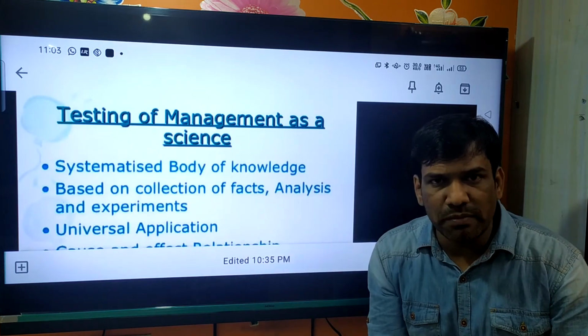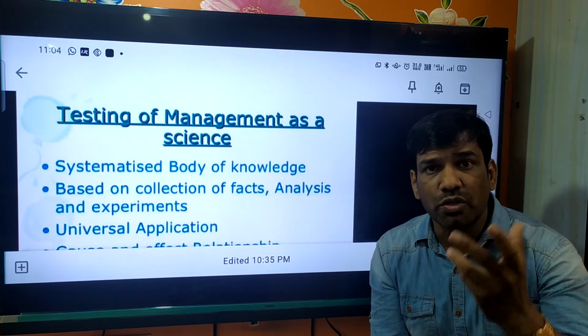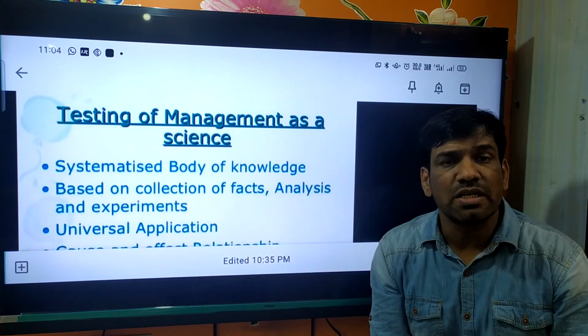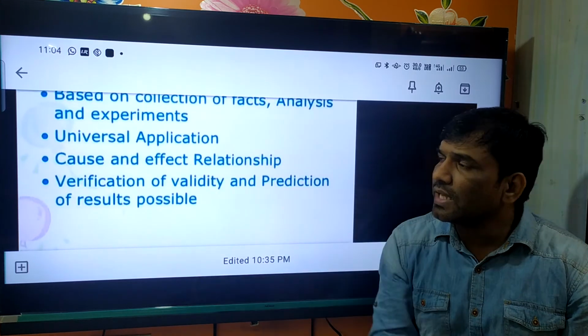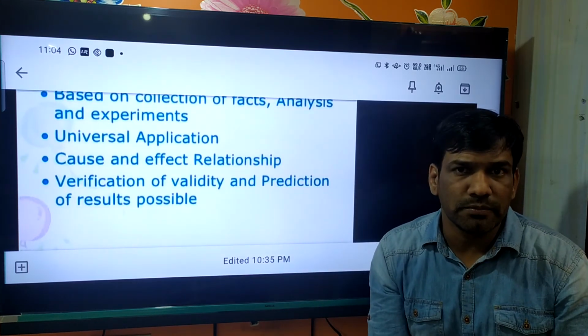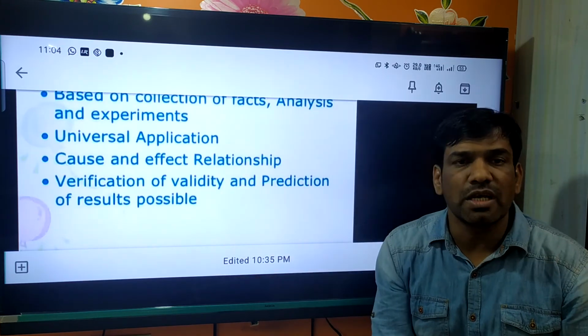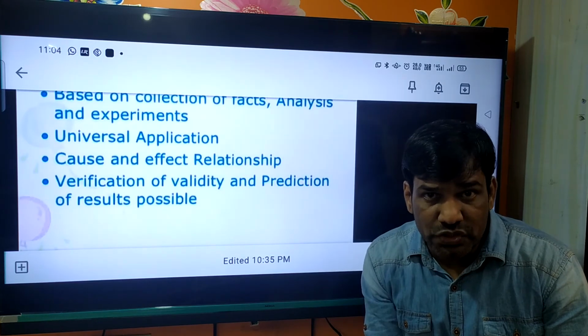Analysis and experiments, अलग अलग तरीके से अलग अलग काम कैसे किया जा सकता है, and what is the good method of getting work done from the subordinates. These are the experiments done by the management experts and which are used worldwide. Universal application, जैसे कि scientific principles are universally applied, like that management principles we can also apply worldwide. They show the cause and effect relationship.